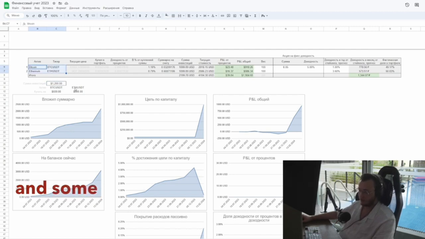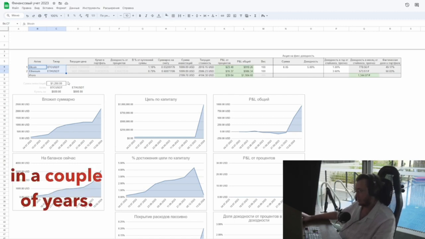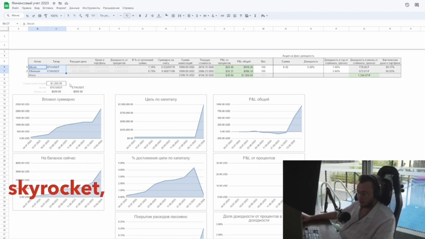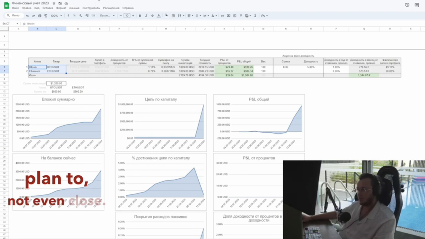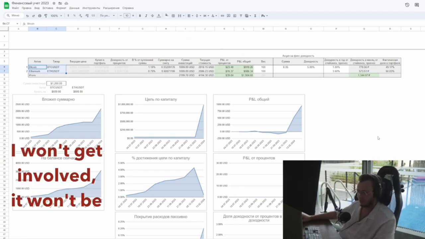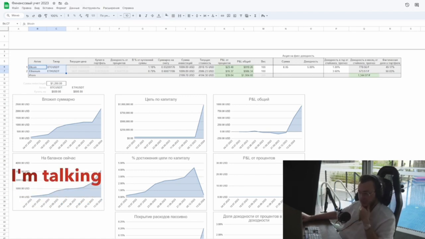top coins and some shit coins. Theoretically, you could invest $10 in them, get $10,000 in a couple of years. They could potentially skyrocket with a small probability if you buy 100 of them in a portfolio. Something will definitely take off. I'm not going to get involved in this at all. I don't even plan to, not even close. I won't get involved. It won't be on the channel. You can watch this elsewhere. I'm talking about stability. I'm talking about planning long-term investments. This is my channel, or this column specifically.